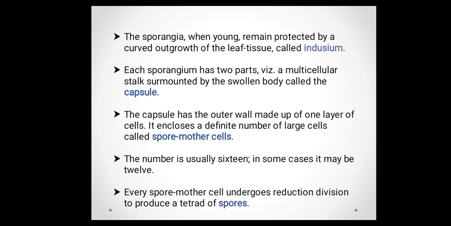Each sporangium has two parts. The stalk, and a swollen body, which is called the capsule. The capsule is made of an outer wall of one layer of cells. It encloses a large number of spore mother cells. The spore mother cells are usually 16, sometimes 12. Each spore mother cell undergoes reduction division to produce tetrads of spores.